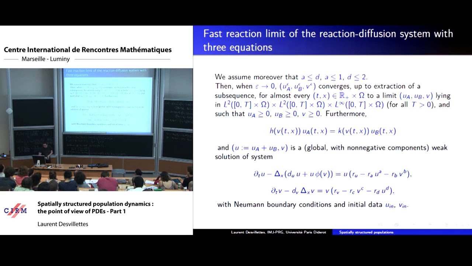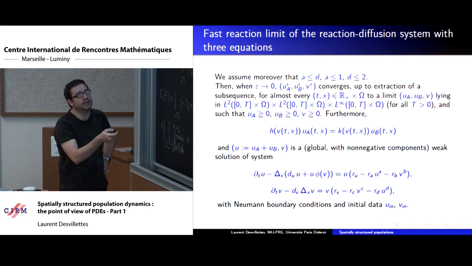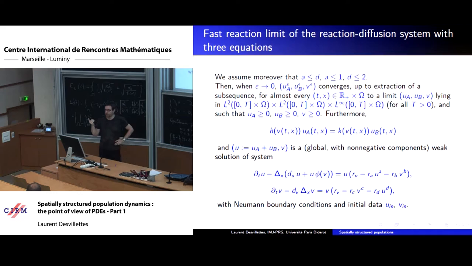But the more important thing is the following, that provided that the coefficients that you have in the powers appearing in the competition terms have certain properties, but this includes the original case in which everything is equal to 1. Then when epsilon goes to 0, up to extraction of a subsequence, the solution of the microscopic problem indeed rigorously converges towards the solution of the final problem, which in this extended case looks like this. That is, you still have A, B, C, and D here. And you have here the function phi, which is defined according to h and k previously, and which can be phi of v is equal to v, like in the original system.